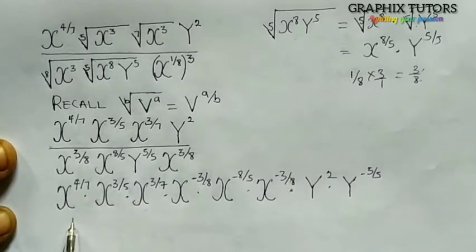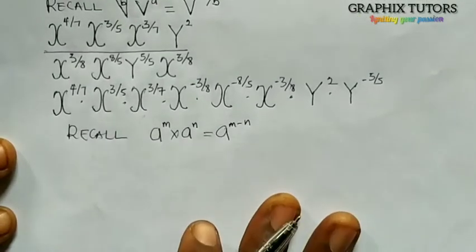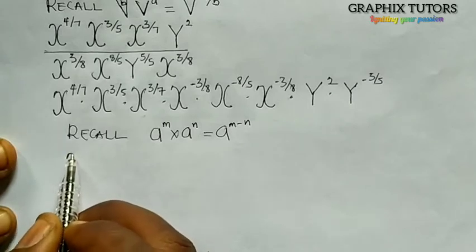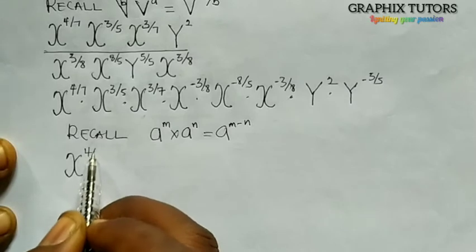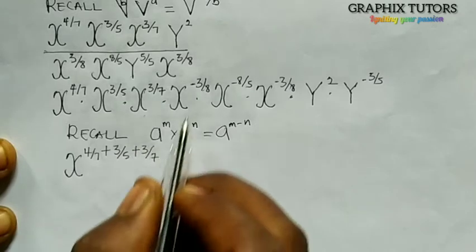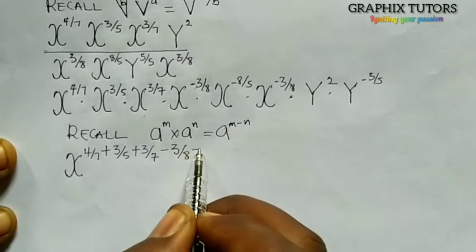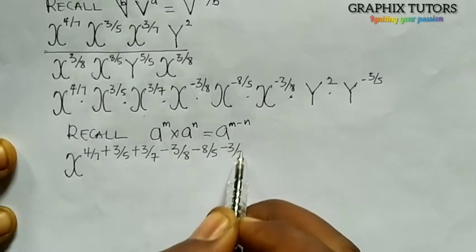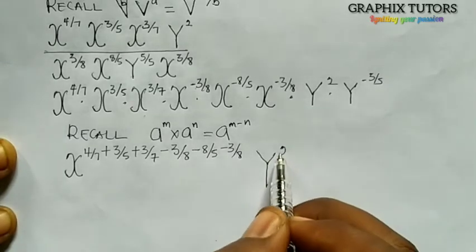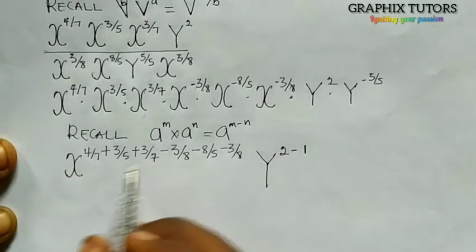Now recall if I have a to the power of m multiplied by a to the power of n to give me a to the m plus n. Now we're moving forward from here. I'll take one of the x, one of the variable here. I'll have my x, right? We have 4 over 7 plus 3 over 5 plus 3 over 7. This will be minus. We have minus because plus times minus is minus. Minus 3 over 8 minus 8 over 5 minus 3 over 8. Then we have my y here. That will be 2. Then 5 over 5 is 1, so we'll make 2 minus 1. Are we good?